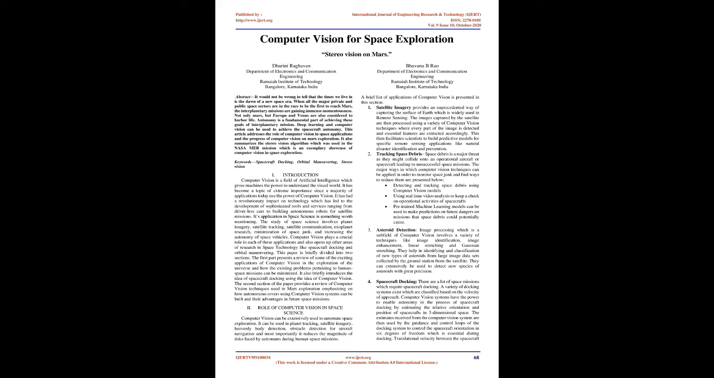The study of space science involves planet imagery, satellite tracking, satellite communication, exoplanet research, minimization of space junk, and increasing the autonomy of space vehicles. Computer vision plays a crucial role in each of these applications and also opens up other areas of research in space technology, like spacecraft docking and orbital maneuvering.